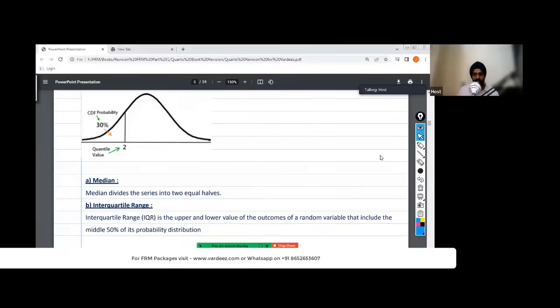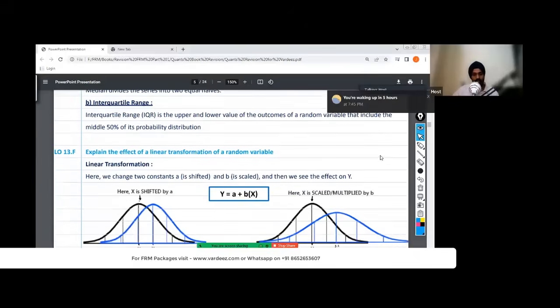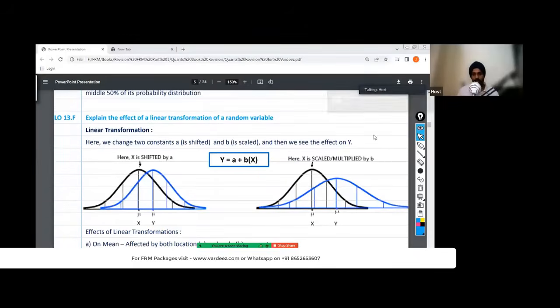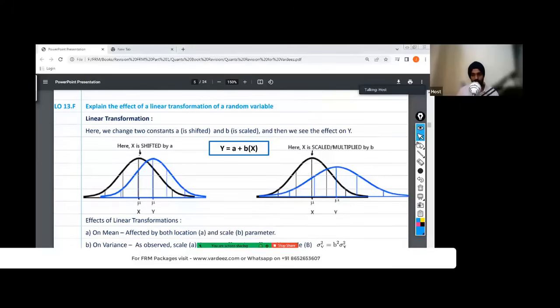Okay. Then after moving on from the interquartile range, we move on to the effect of a linear transformation of a random variable.